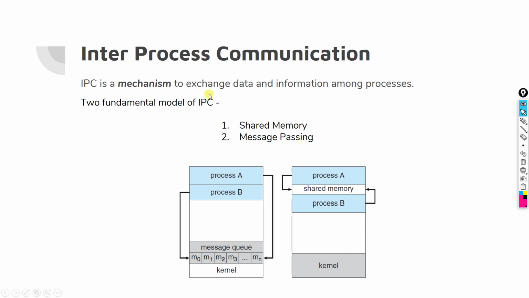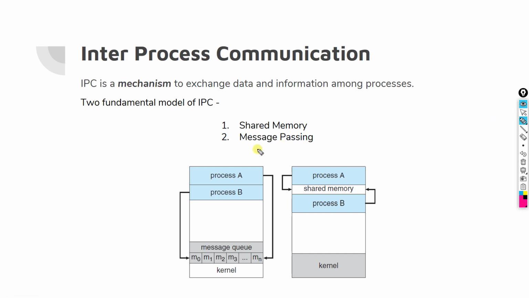So interprocess communication, or IPC, is a mechanism to exchange data and information among processes. We have come to the conclusion that process communication is important, but how will this communication happen? IPC is the mechanism that will do this communication task among the processes. There are mainly two fundamental models of IPC. The first one is shared memory, and the second one is message passing.